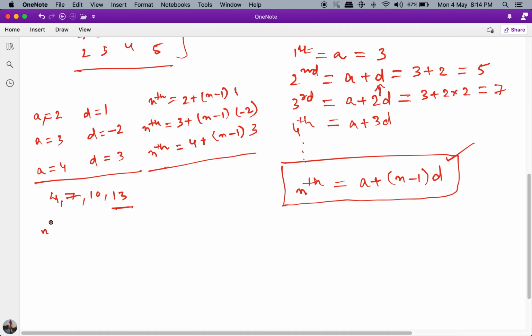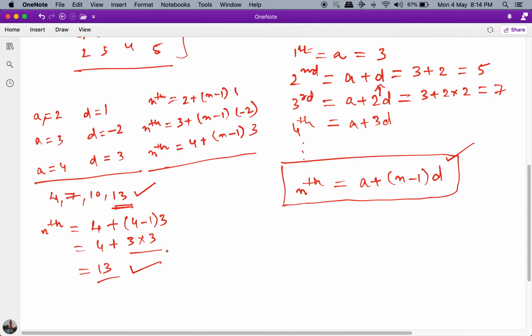So the nth term we see here is 4 plus n minus 1 into 3. We want to find the fourth term, so n is equal to 4. So 4 plus 4 minus 1 into 3, and this will be equal to 4 plus 3 into 3, which is 3 3s are 9, plus 4, 13. So we first saw by adding, which is A plus D plus D plus D and so on, and we found it via the formula.